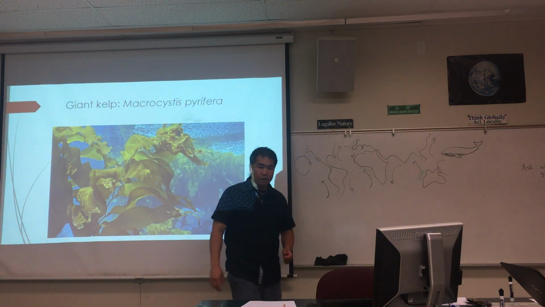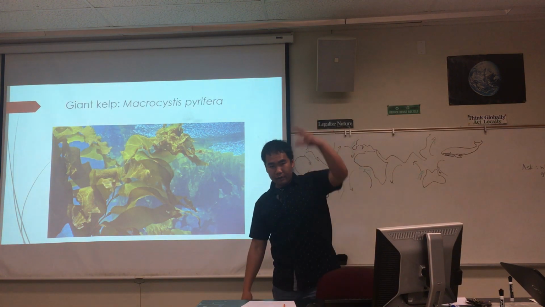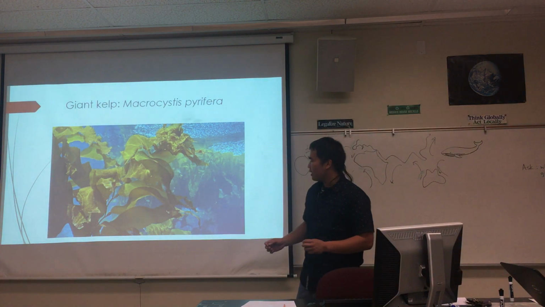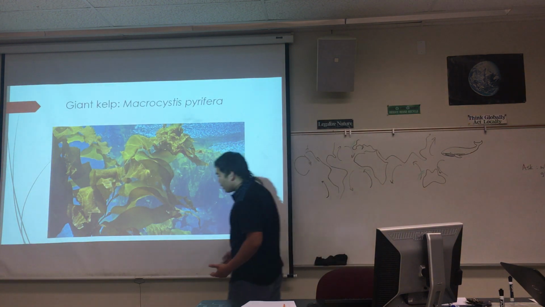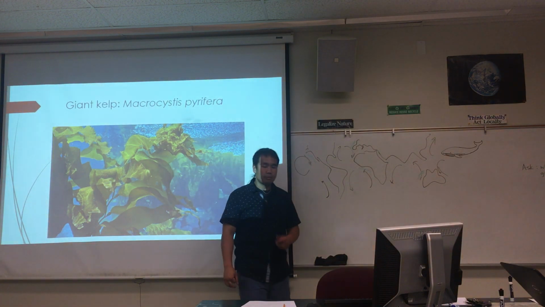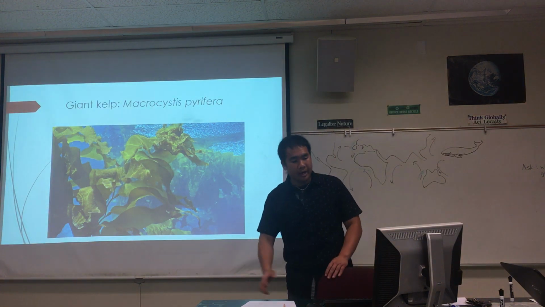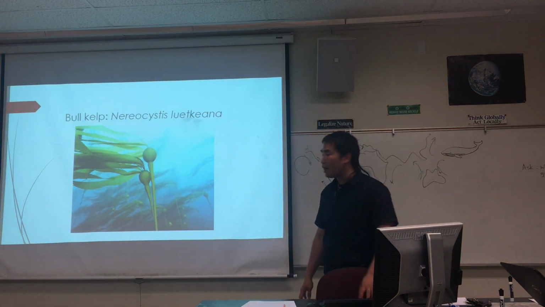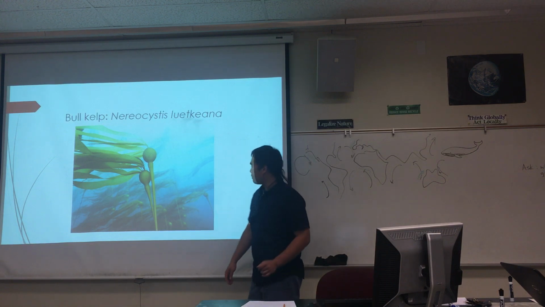What do you guys think these are used for? Right, probably to float up to the surface. Why would it need to float up to the surface? Because that's how it gets the sunlight, right? If you guys remember from the old primary production lectures, kelp is brown algae, phaeophyta. Okay, so giant kelp, probably the most common one, and another one that we have is the bull kelp, Nereocystis luetkeana, something like that, I'm not really sure.